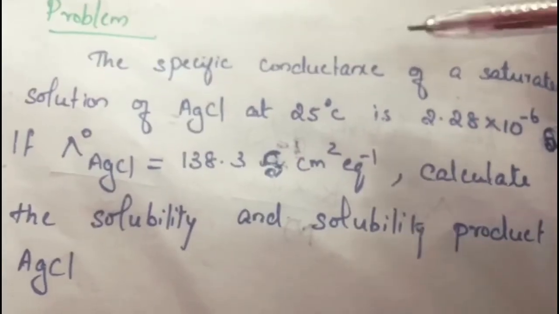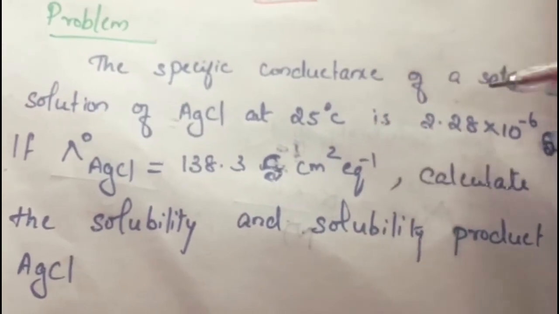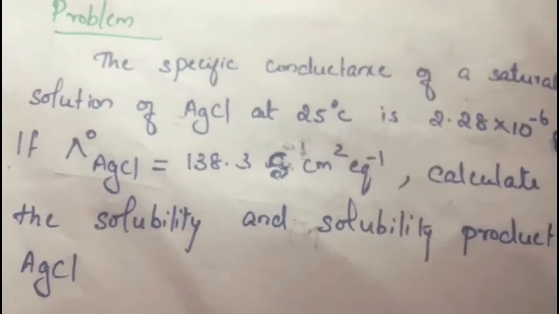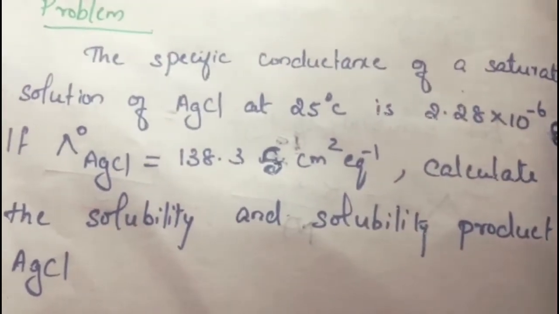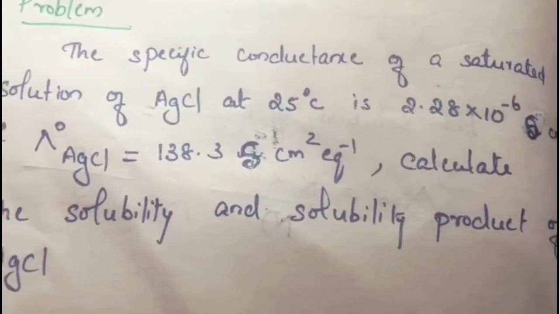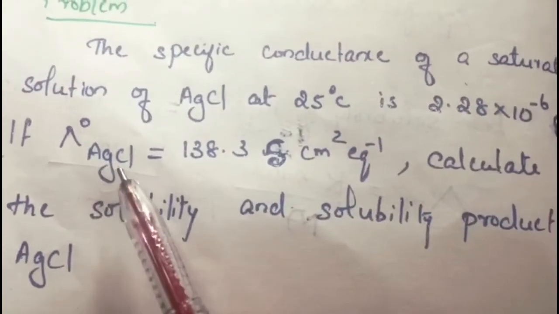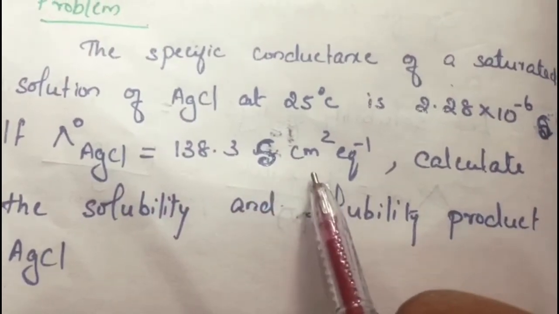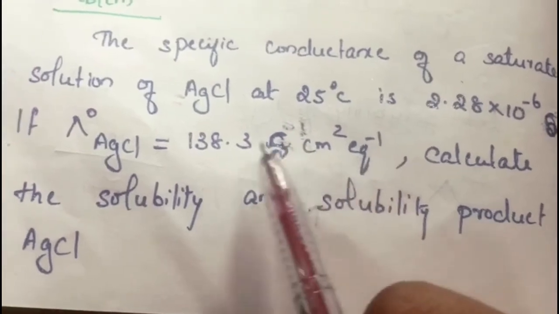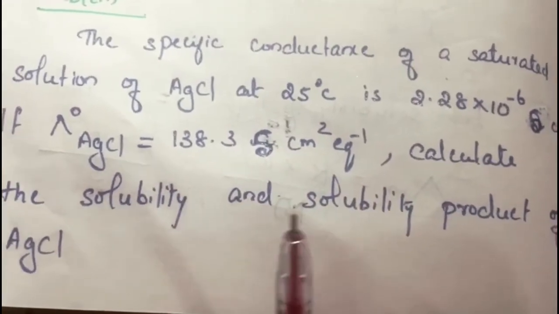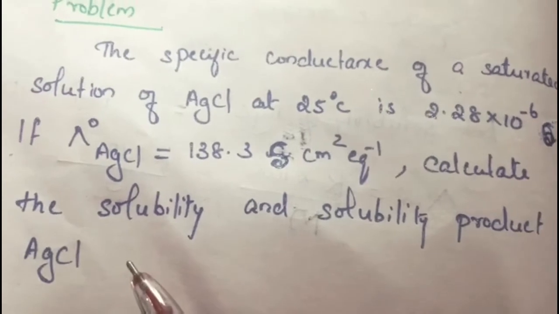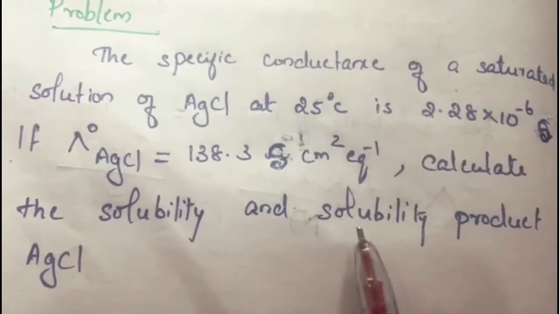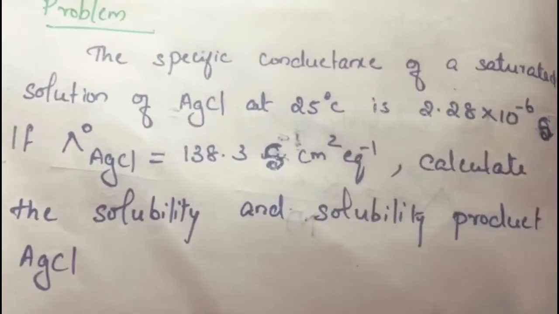Now let us discuss one problem. The specific conductance of a saturated solution of AgCl at 25 degrees centigrade is 2.28 into 10 raised to minus 6 Siemens per centimeter. If lambda 0 of AgCl equals 138.3 Siemens centimeter square equivalent raised to minus 1, calculate the solubility and solubility product of AgCl. So we have to find S and KSP, S for solubility and KSP for solubility product.